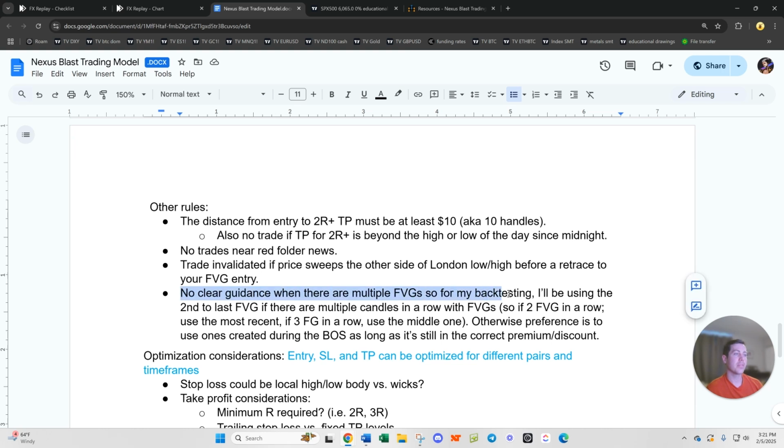He didn't really have any specific guidance on what to do when there's multiple fair value gaps. Maybe there's 2 or 3 candles in a row that have fair value gaps.